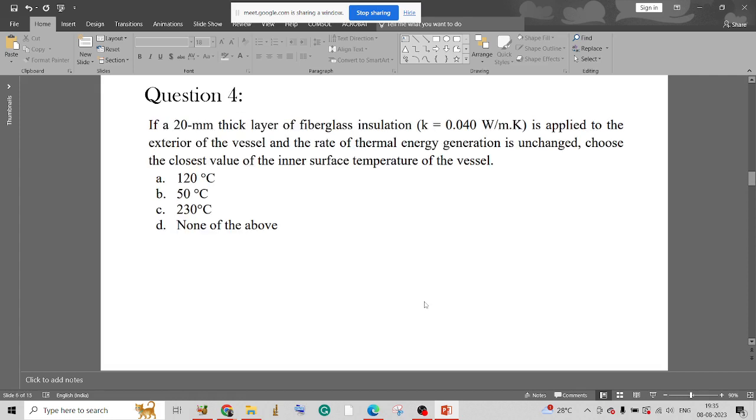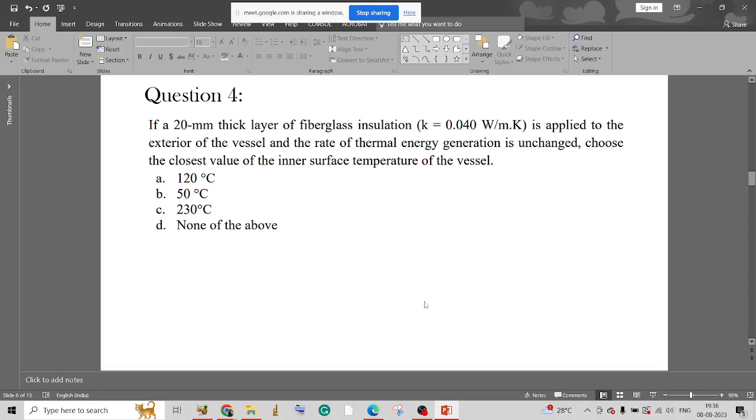For the second question, a 20 mm thick layer of fiberglass insulation has been added, whose thermal conductivity I have already included in this diagram. The rate of thermal energy generation is unchanged when the insulation is applied. Why? Because the inner radius is greater than the critical insulation radius, that we have already discussed in the previous question. So choose the closest value of the inner surface temperature of the vessel.